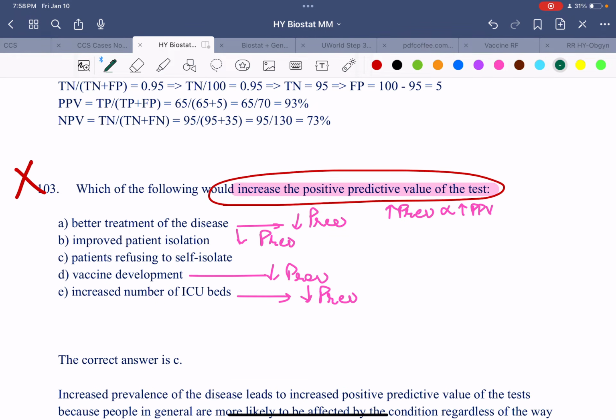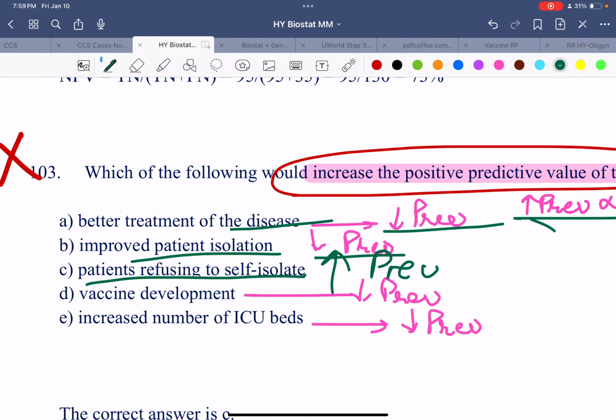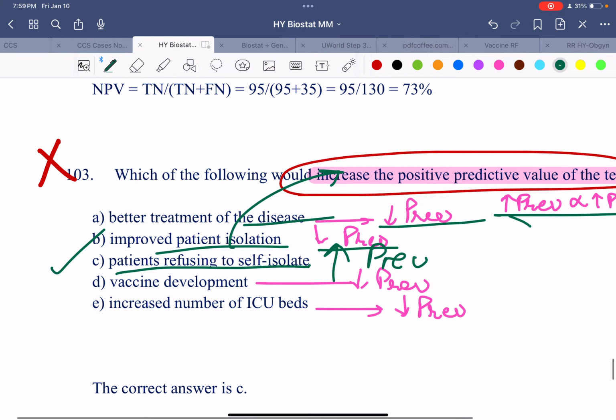Which of the following would increase the positive predictive value of the test? You know that increasing the prevalence increases the positive predictive value of the test. But here there is no option directly related to prevalence. So what is the option indirectly related to prevalence that will increase the PPV? Better treatment of the disease: of course the number of people with disease will decrease, so prevalence decreases. Improving isolation will also decrease prevalence. If the patients refuse to self-isolate, this is the one that will increase prevalence and thus increase PPV. So C is our correct answer.